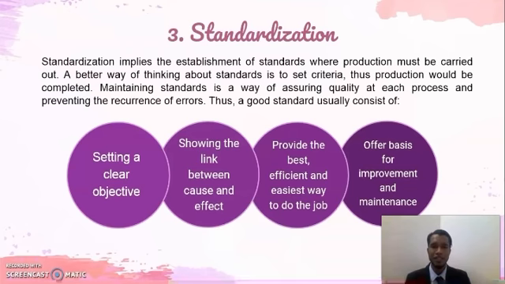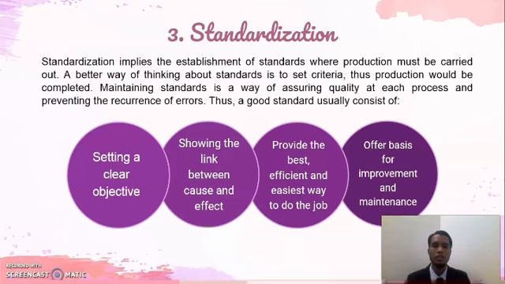Thank you, Ms. Najiha. Okay, the third pillar of Kaizen costing is standardization. Standardization implies the establishment of standards by which production must be carried out. A better way of thinking about standard is to set criteria, so that production will be completed. Maintaining standard is a way of assuring quality at each process and preventing the recurrence of errors.